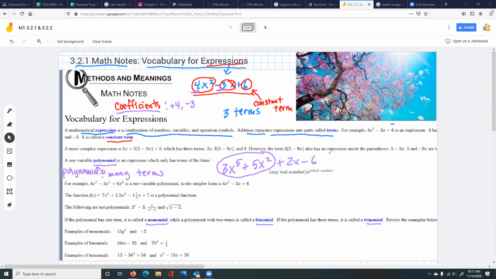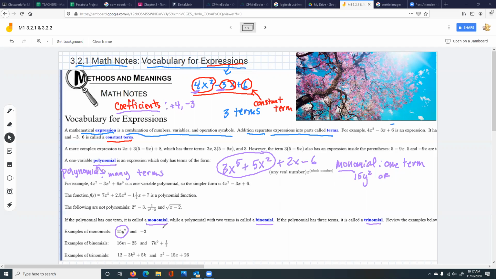A monomial is a polynomial. Mono means one, it means it has one term. So go ahead and write that down. A monomial is a mathematical expression with one term. Here's an example of a monomial: 15y squared.